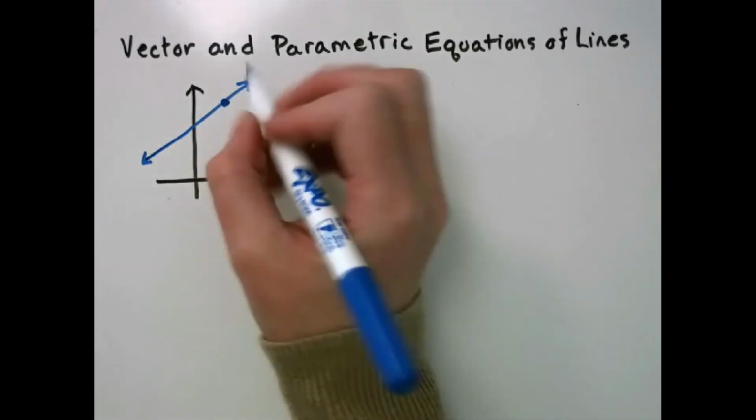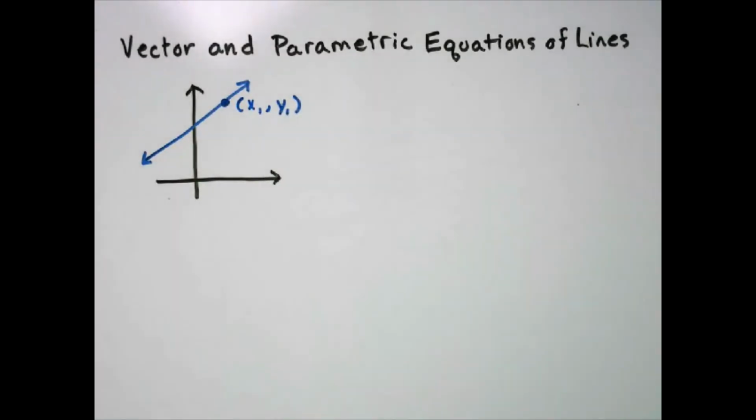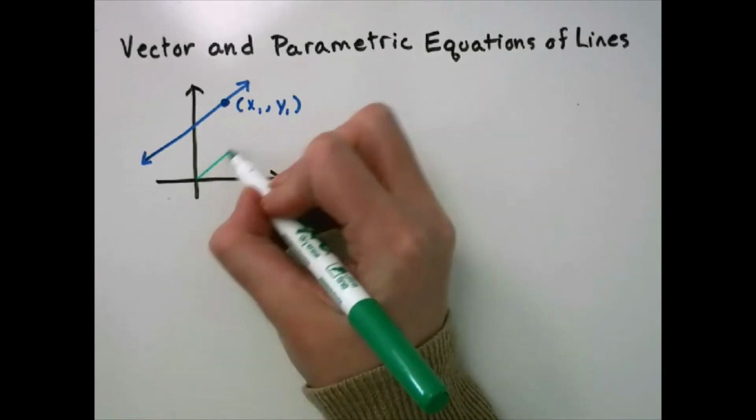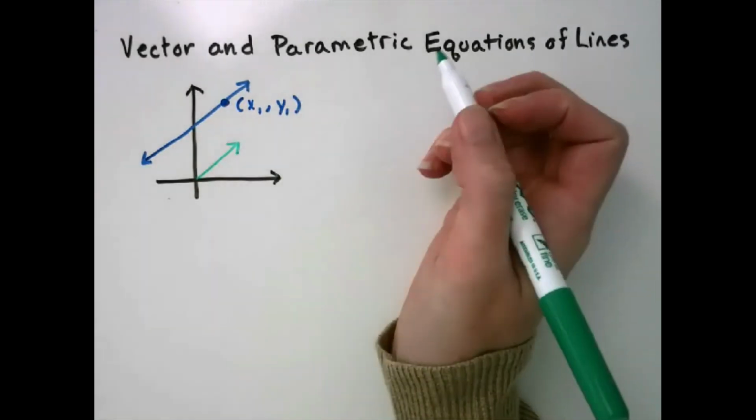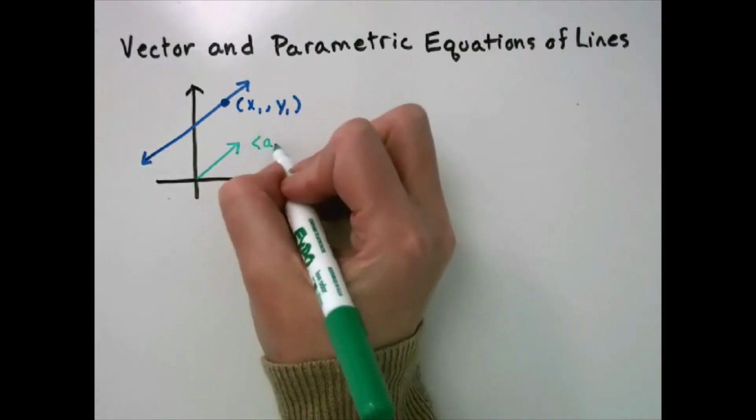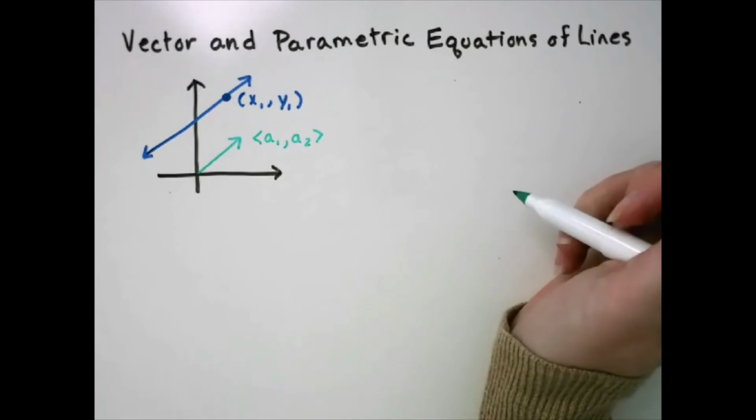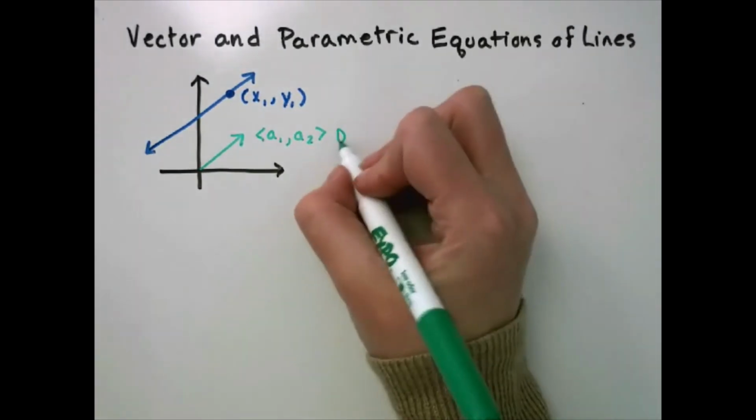So I'm going to say I've got some point here, x1, y1. So I know the line has to go through there, and then we want it to go at a certain angle. Well, we're going to think about this a little bit different than slope. We'll tie it back to slope, but we're going to do it as a vector, because a vector gives us a direction. I'm going to call this A1, A2. This vector is called a direction vector.